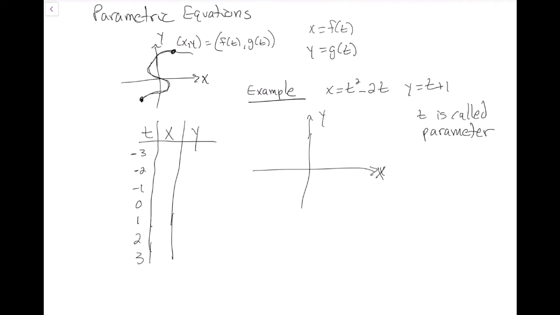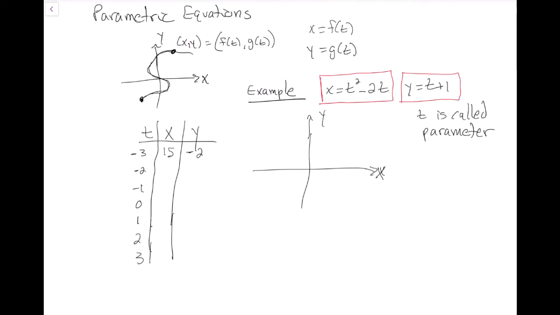So I'm going to take t equals -3, and I'm going to plug it into my x equation that I have up here. And then I'll also plug t equals -3 in the y equation. So if I plug in -3 into the x equation, I'm going to get -3 squared is 9, and then that's going to be plus 6. So x would be 9 plus 6, which is 15. And then if I plug -3 into the y, I get y is -2.